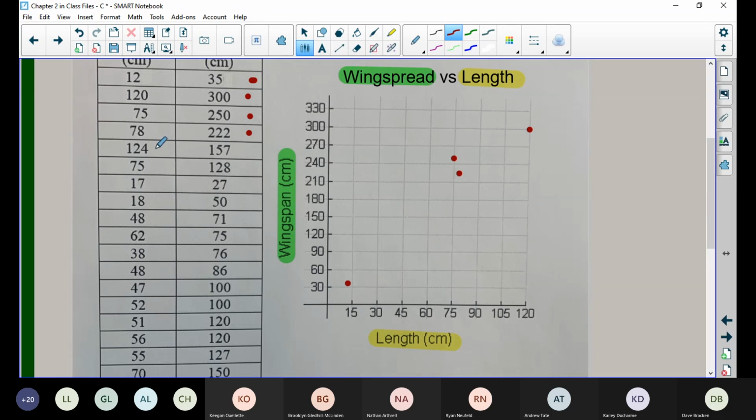This one here, don't be worried that this 124 is a little bit past the 120. If we were to keep this going, 124 would just be a little bit past, all the way up to 157, somewhere in there. That's fine.